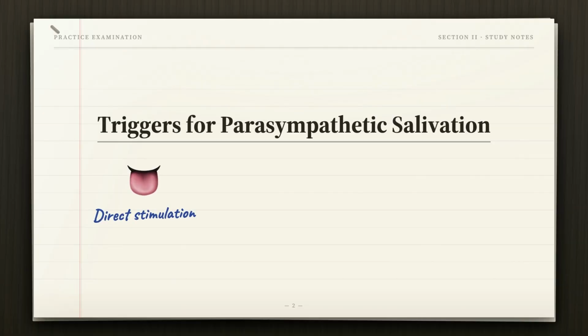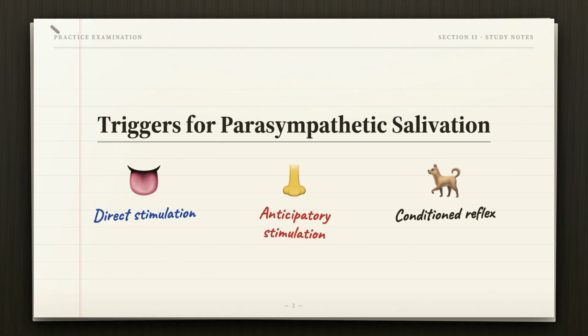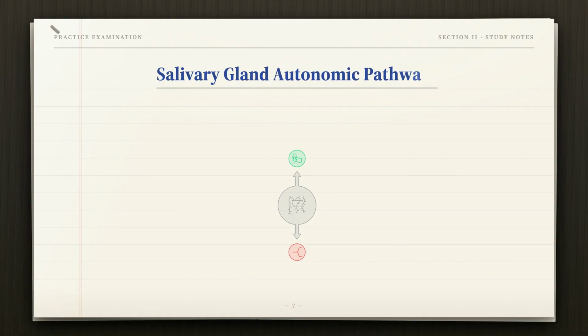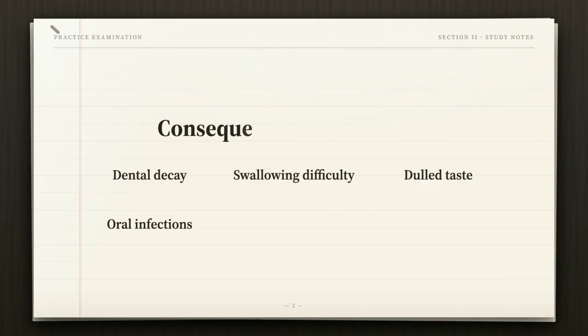Direct stimulation comes from receptors in the mouth responding to food actually present, and to chewing. Anticipatory stimulation comes from the sight, smell, or thought of food. A genuine conditioned reflex just like Pavlov's dogs, and it shares circuitry with the cephalic phase of gastric secretion. Picture the pathway itself. Nerve signals from the brain stem branch into the same glands, one root producing thin watery flow, the other producing thick scant mucus.